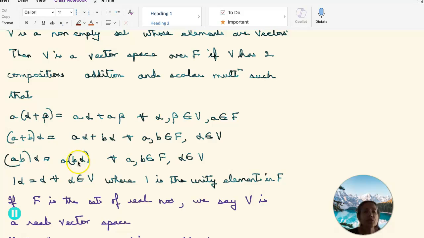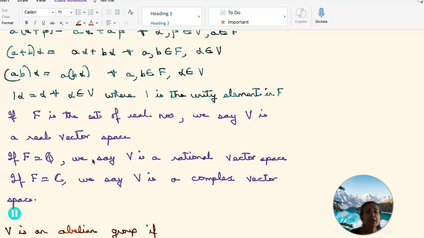(a + b)α = aα + bα for all a, b belonging to F, α belonging to V. (ab)α = a(bα), that is, it is associative, for all a, b belonging to F, α belonging to V, and 1·α = α for all α belonging to V. So 1 is the unity element in F. So basically we need a unity element, then the associative property has to be satisfied and the distributive property. So if F is the set of real numbers, we say that V is a real vector space. If F is the set of rational numbers, we say V is a rational vector space. And if F is the set of complex numbers, we say V is a complex vector space.